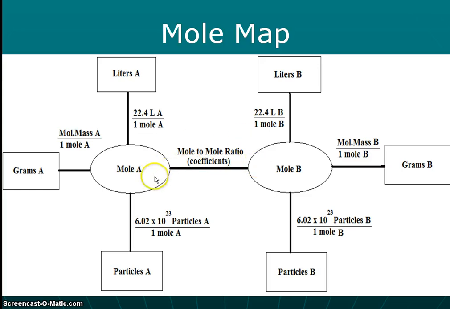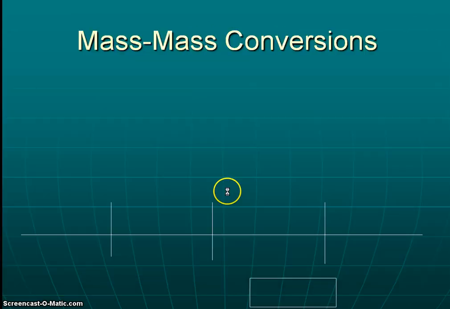But I might not give you moles, I might give you grams. Let's say I gave you grams of A, and I asked you for grams of B. So the first thing is you have to get it to moles of A. Then you can use the mole-to-mole ratio to get it to moles of B. Then you can go back to grams. So each side of the picture is what we've been doing for weeks now. This is the only new thing. This one connection here is the only new thing that we learned.